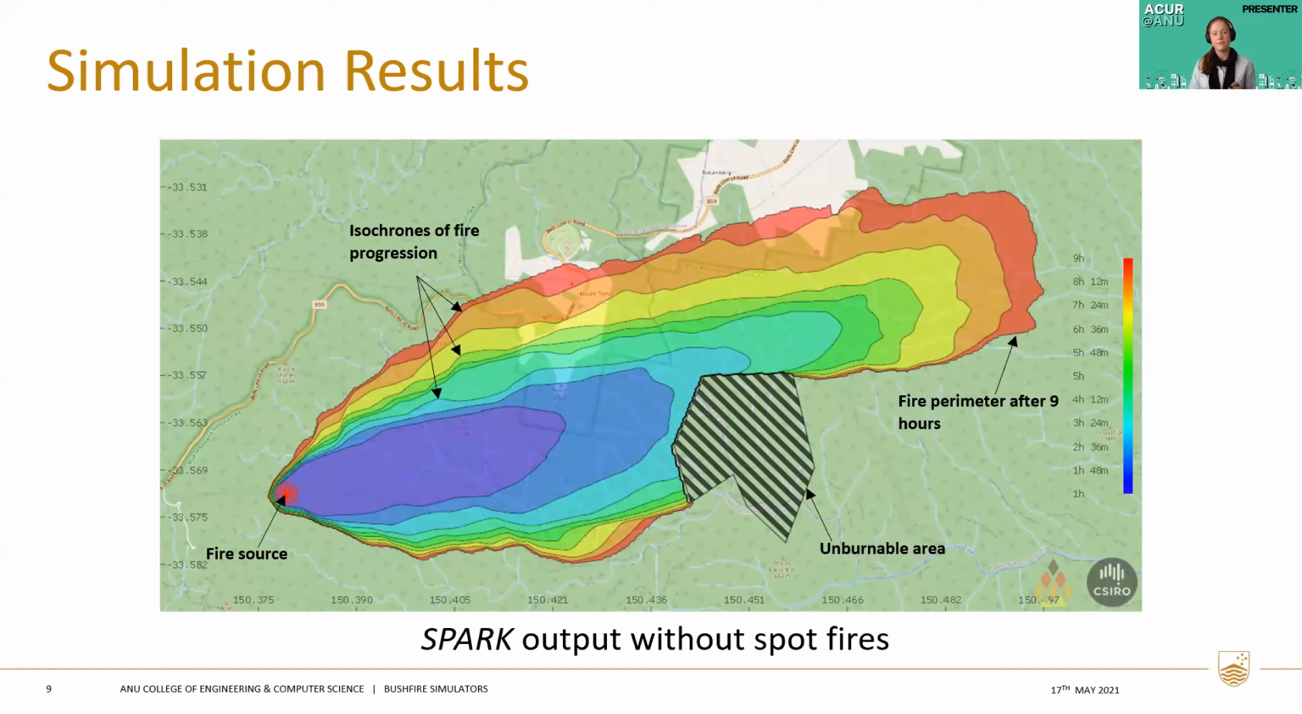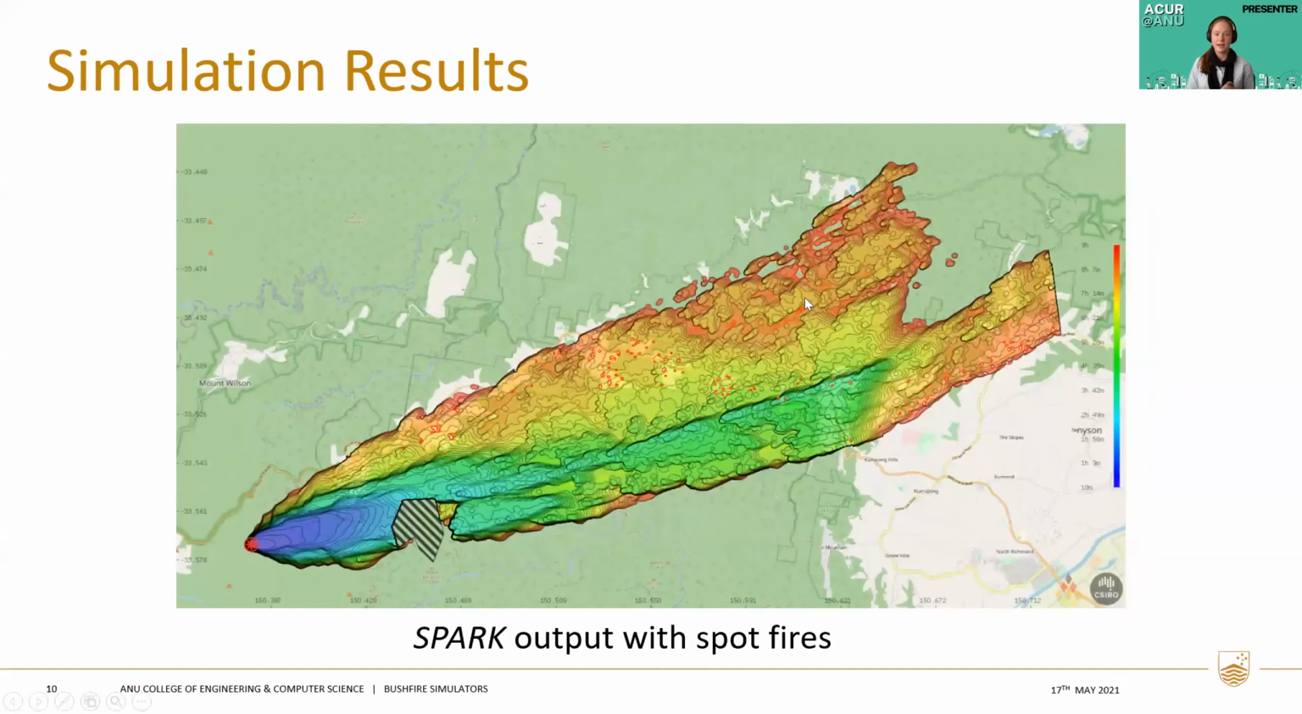And the fire was projected for 9 hours, and you can see the isochrons for the fire progression. Then if we look at the second output that we had, this shows the fire at the same ignition location and the same time, also projected for the 9 hours, but with spot fires included. So you can see how much further a fire spreads based on the black unburnable region, which you can use as a reference. This demonstrates how much of an impact spot fires have and how much further it can progress if you include the spotting models.